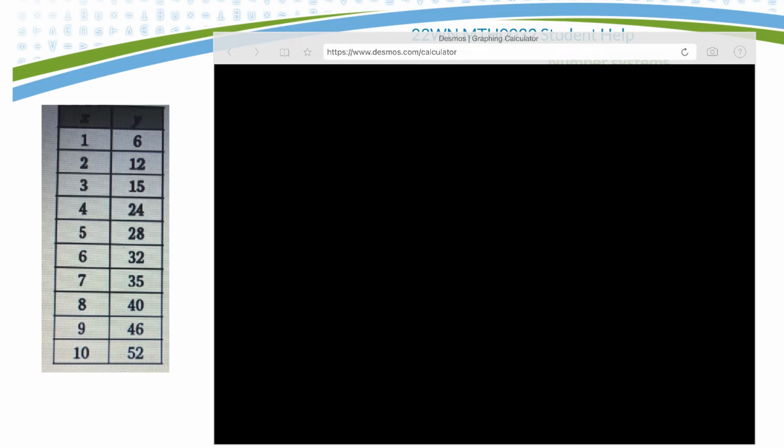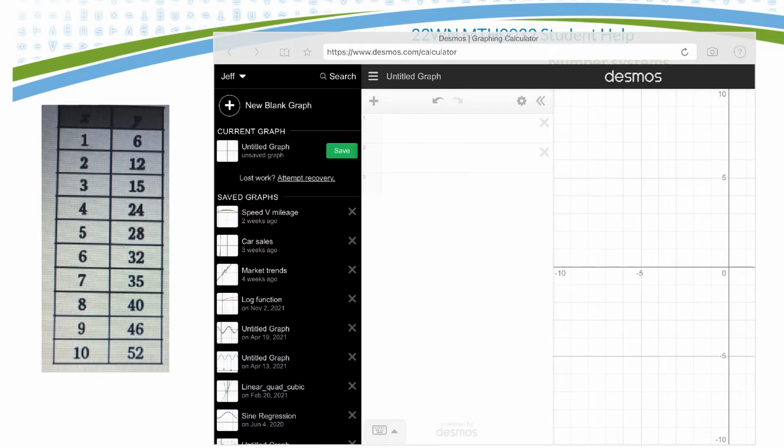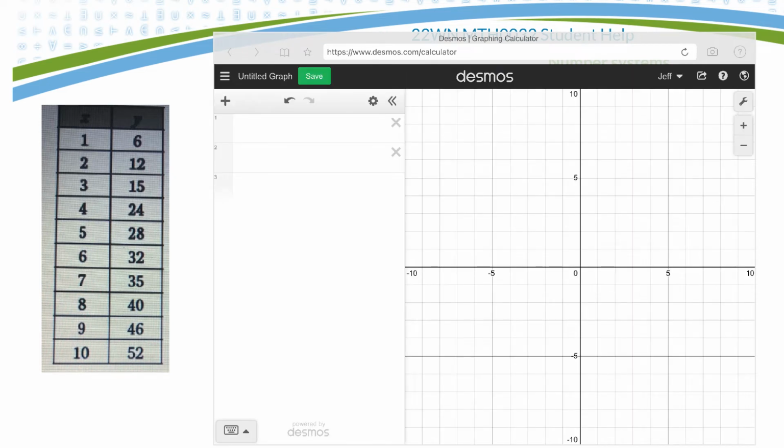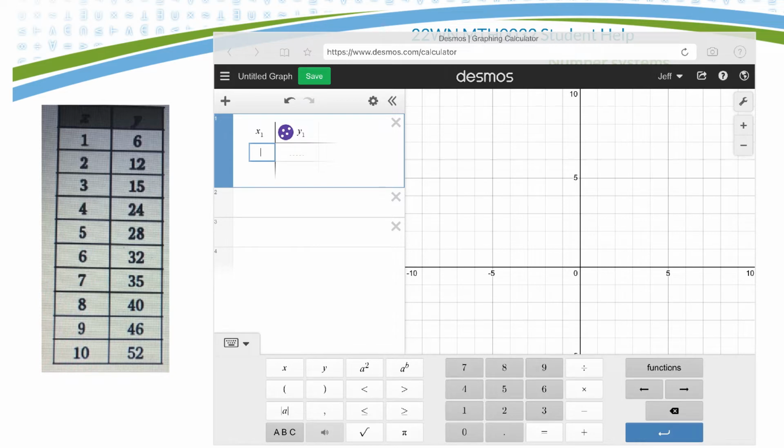Right, here's an example of how you can use DESMOS to approximate a linear function. Okay, so here I've got some data, and what I want to do is enter that data in DESMOS. You hit the add plus thing and say table, and then you enter in all the data.